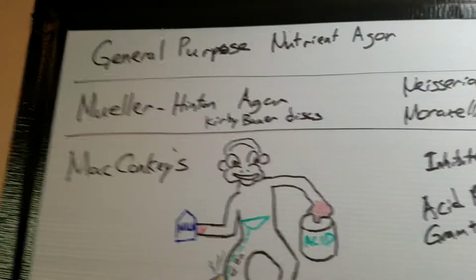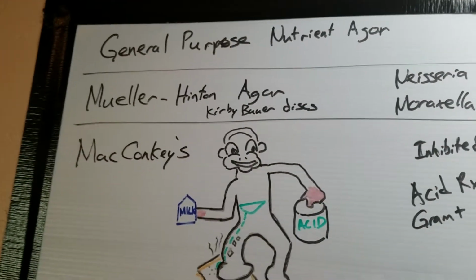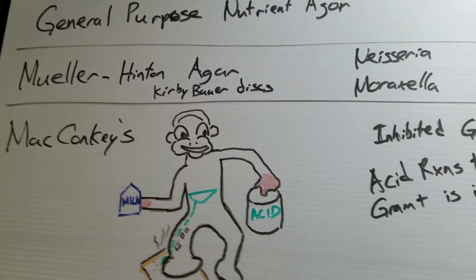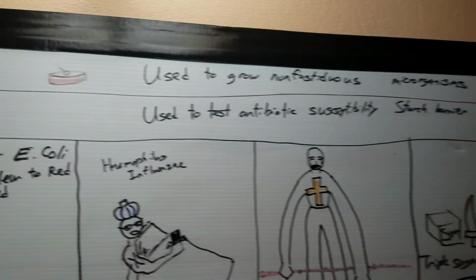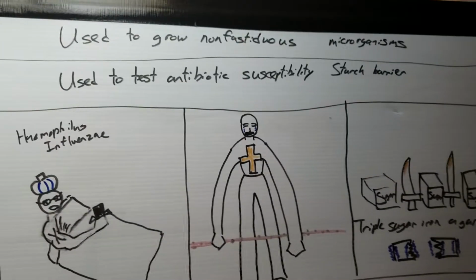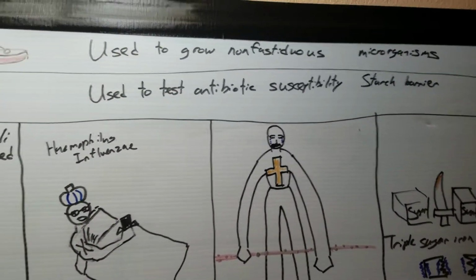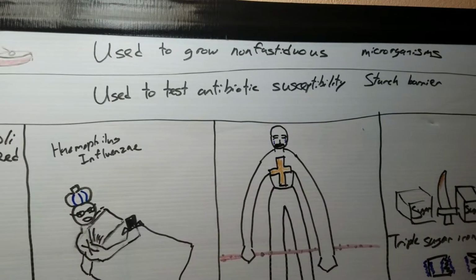Let's start with the general purpose nutrient agar. That's your general purpose, nothing really special about it. And it's used to grow non-fastidious microorganisms. What does that mean, non-fastidious? That means it's not sticking to things, right? It doesn't hold fast to things.